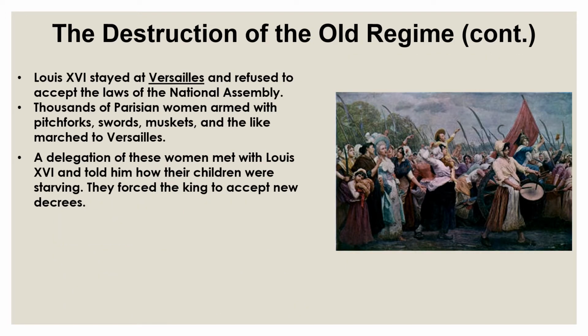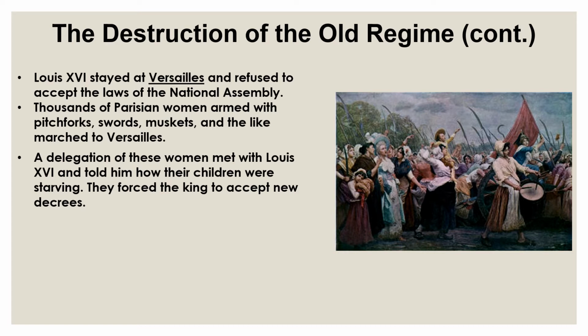The destruction of the old regime continues, and Louis XVI stayed at Versailles, hoping that it would all go away, kind of burying his head in the sand. He refused to accept the laws that the National Assembly was passing. He refused really to recognize that the National Assembly was the legislature for France now. He refused to give up his absolute power. Ultimately, things will come to a head in the fall of 1789, in October, when an economic crisis got worse, I should say, because of a famine.